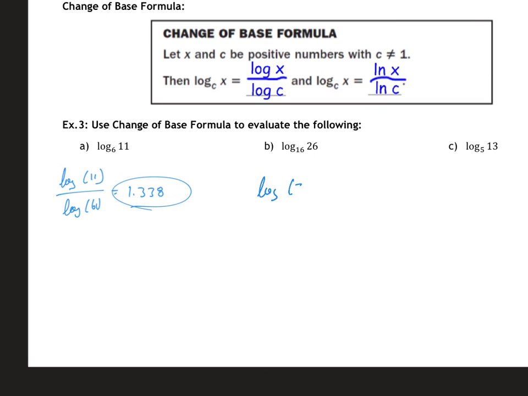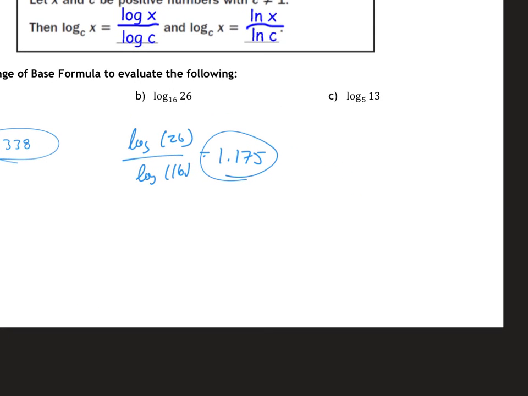So this change of base would be log of 26 divided by log of 16. So log of 26 divided by the log of 16, and you would get roughly 1.175. I would highly recommend trying these in your calculator to make sure you're getting these same solutions. And then log base 5 of 13, I just rewrote it. Change of base would be log of 13 divided by the log of 5. Log of 13 divided by the log of 5, and you get roughly 1.594.